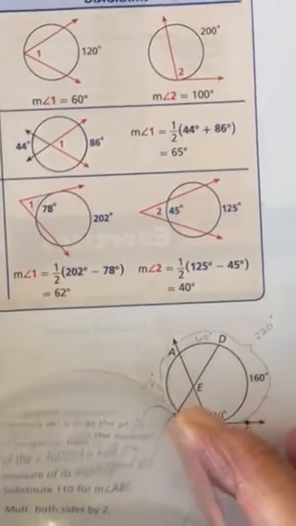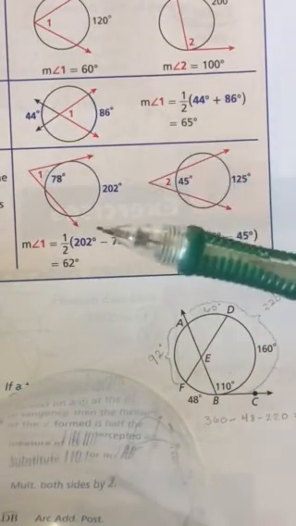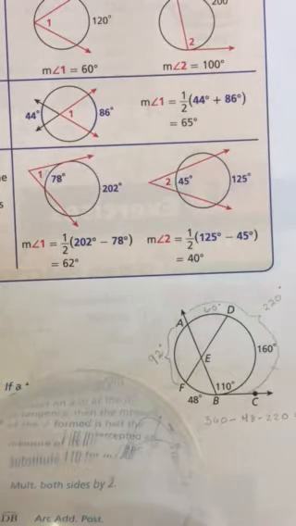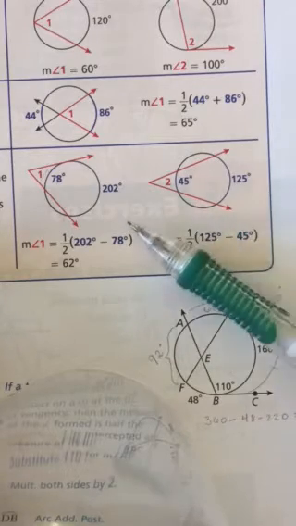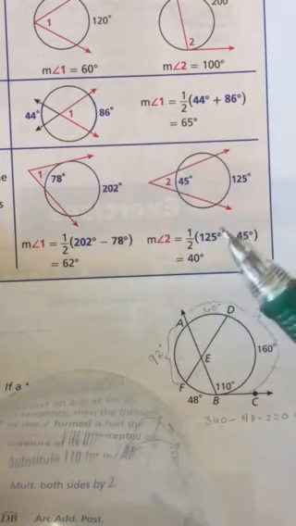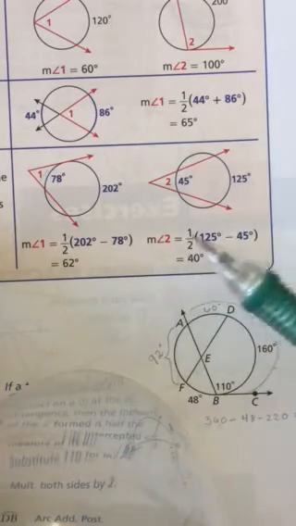And if the tangent and secant, or tangent and chord, or two tangents meet outside the circle, as in this case, then the angle is going to be half the difference of the measures of the intercepted arcs. So in this case, it's larger arc minus smaller arc divided by 2, or multiplied by 1/2. Larger arc minus smaller arc divided by 2. And that's how you get these answers.